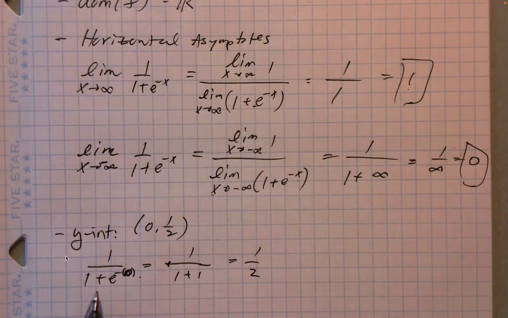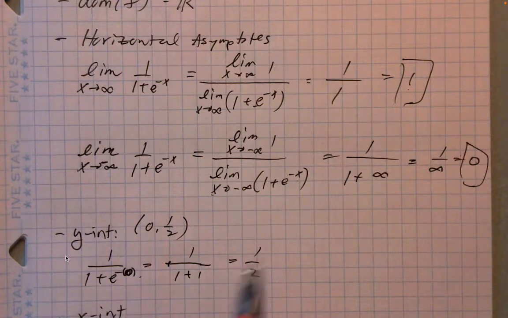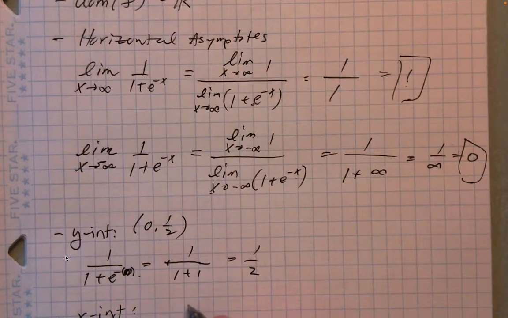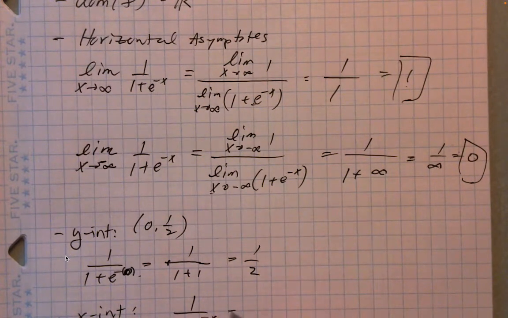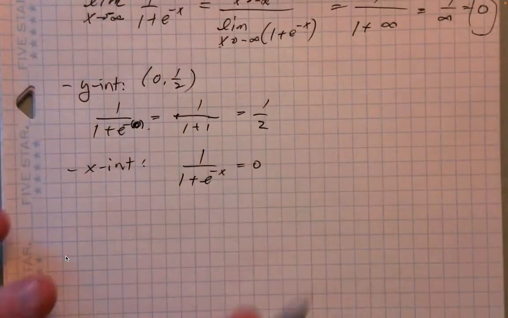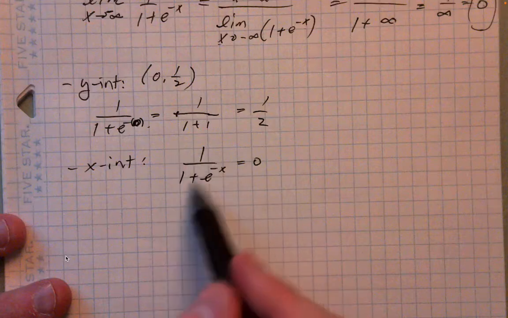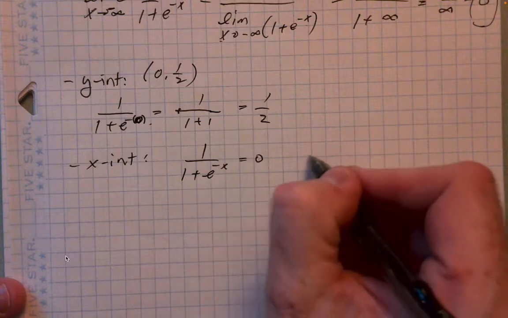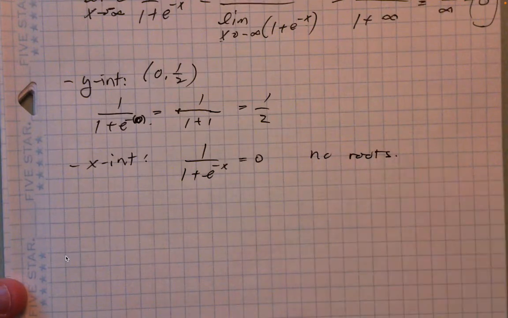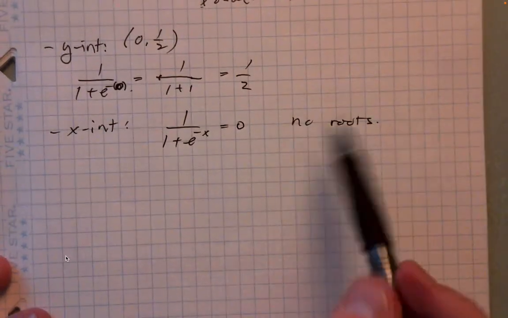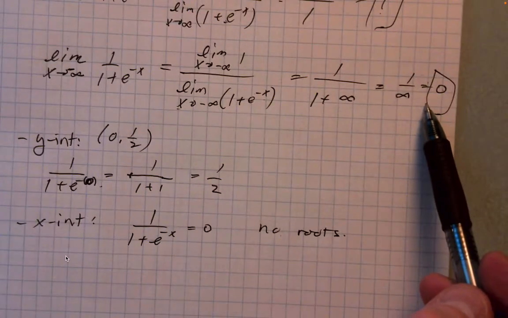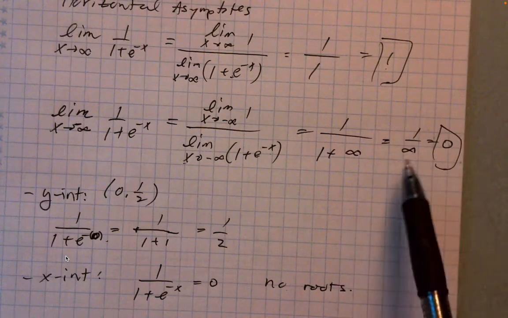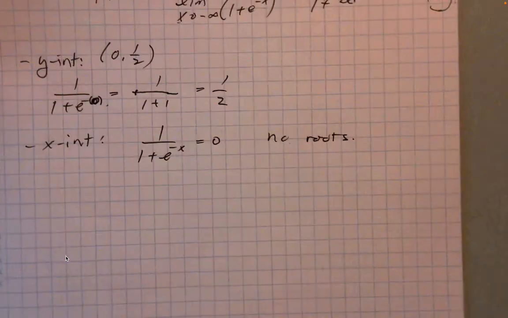X-intercepts, well, this is not going to have any real roots, is it? Actually, this has no roots, right? If you take 1 plus e to the negative x, and you set that equal to 0, no x value is going to make this equal to 0, right? So no roots, we'll put it that way. Okay, and that makes sense, right? Of course, we probably could have seen that here, right? We've got horizontal asymptotes at 0 and at 1, so the function is sandwiched between 0 and 1. It never equals 0, right? So naturally, there's no x-intercepts.